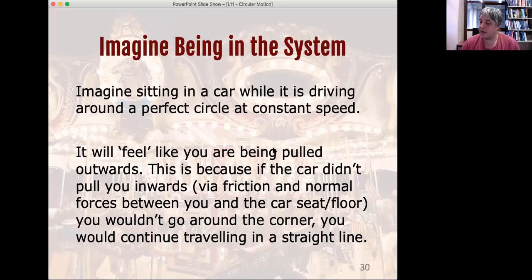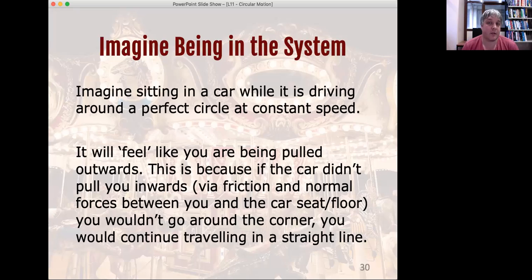The last thing that I said we'd talk about for this sort of motion is centrifugal force. So imagine being in the system. The easiest one to imagine is a car driving around a perfect circle. So imagine that you're in a car and it's driving in a perfect circle at a constant speed. So that is just circular motion as we've defined it. It will feel like you are being pulled outwards, away from the center of the circle.